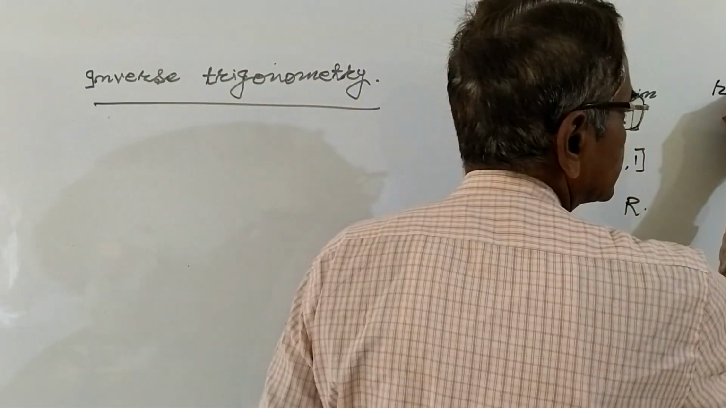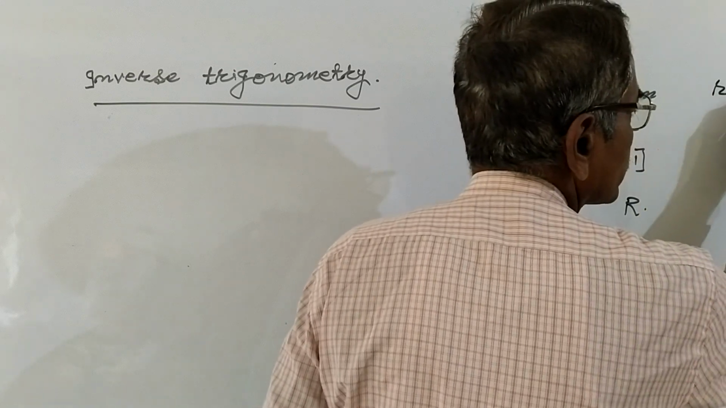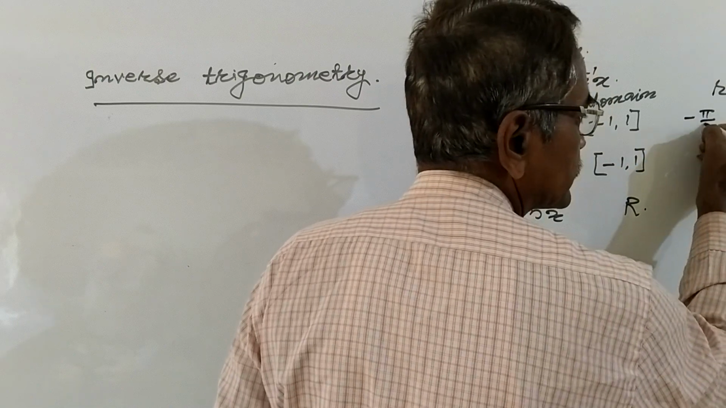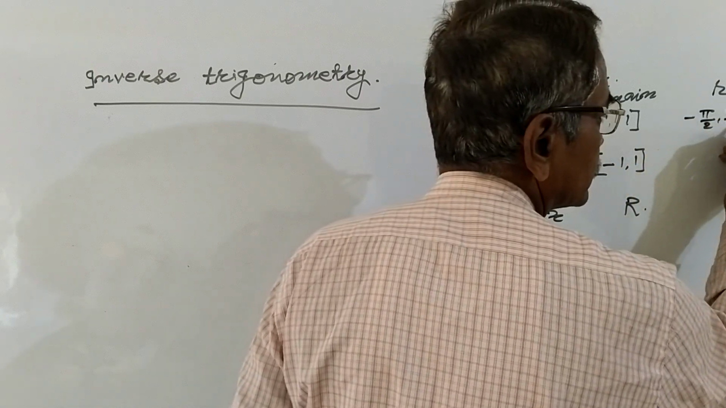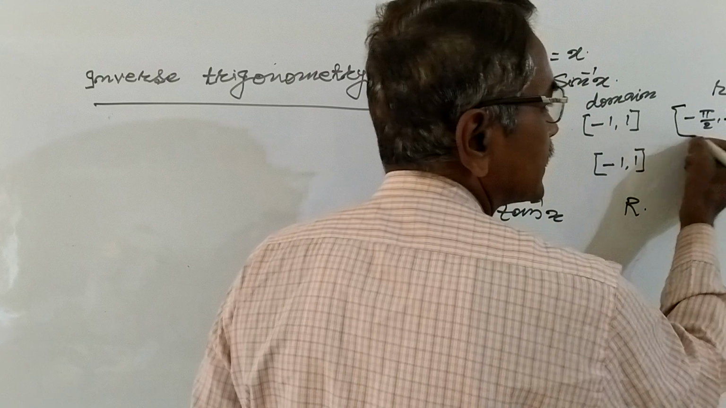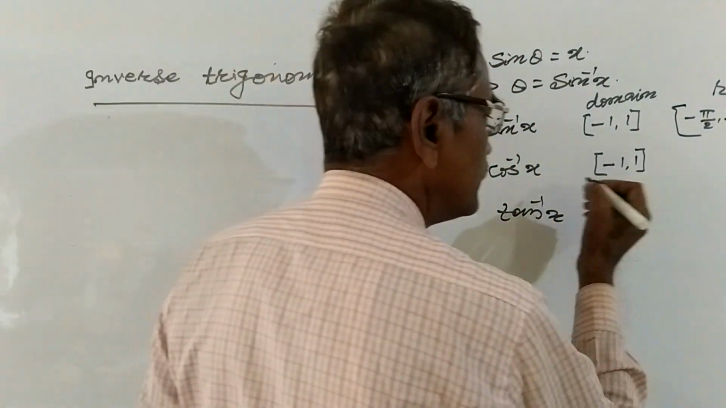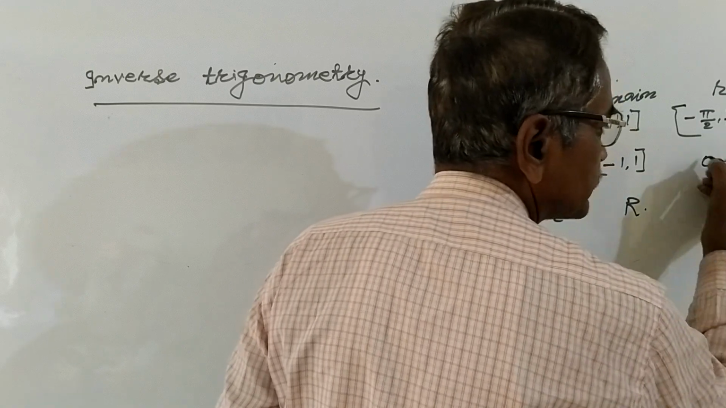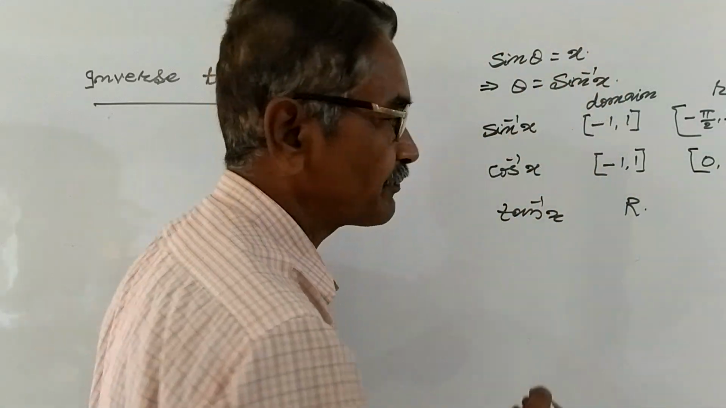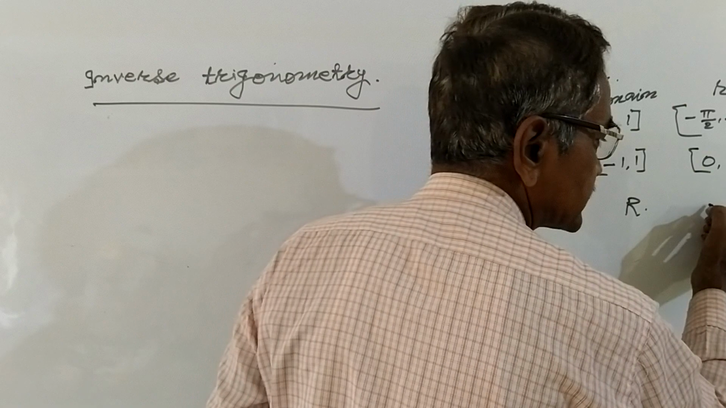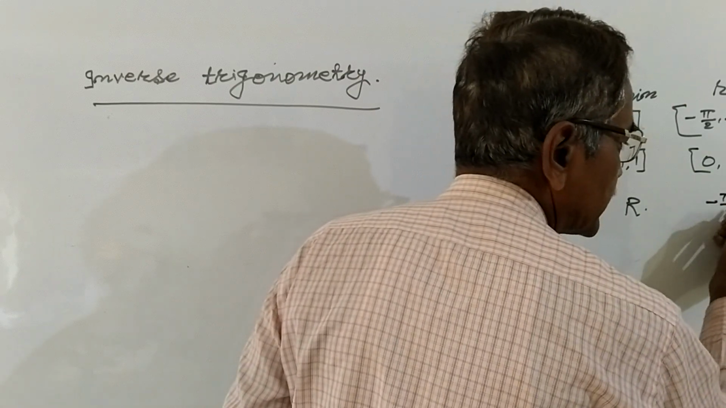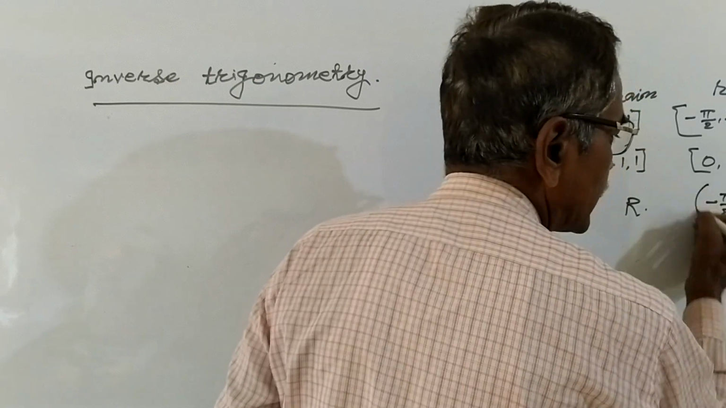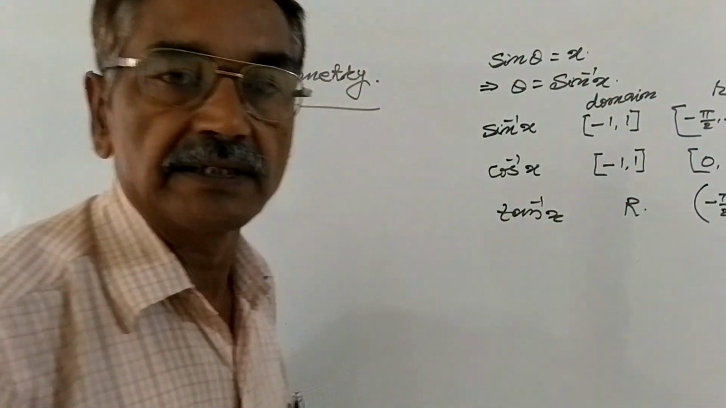But range for sin inverse x is minus pi by 2 to pi by 2, both values inclusive. For cos inverse x, 0 to pi, both values inclusive. And for tan inverse x, minus pi by 2 to pi by 2, but both values are not included.